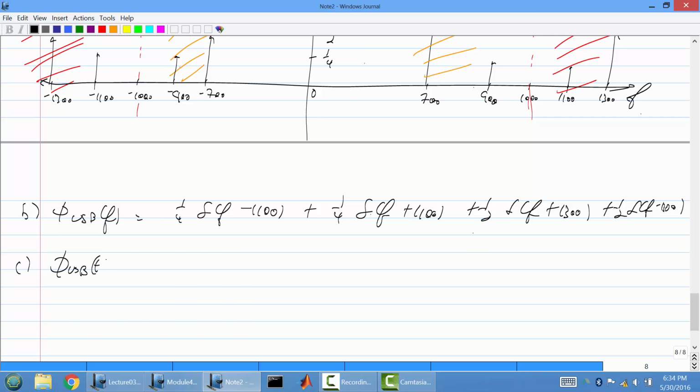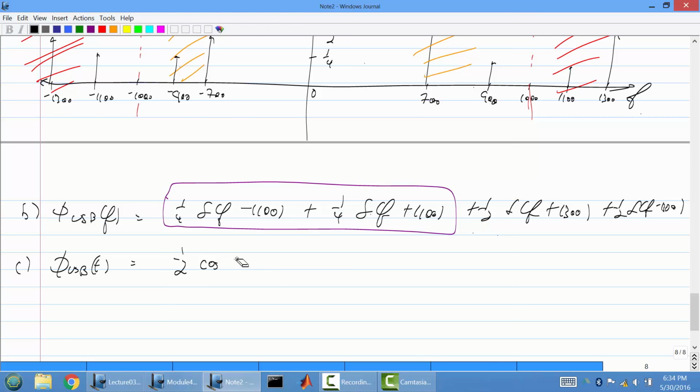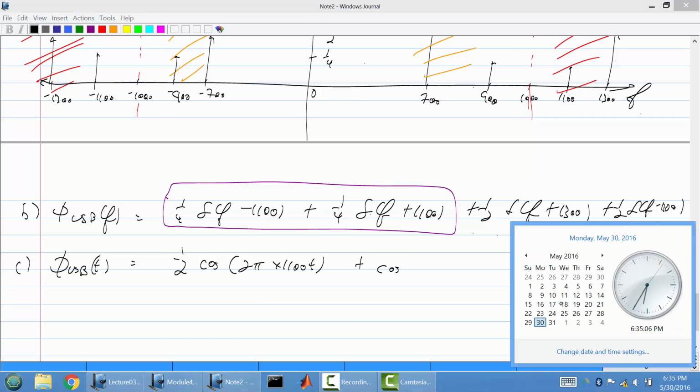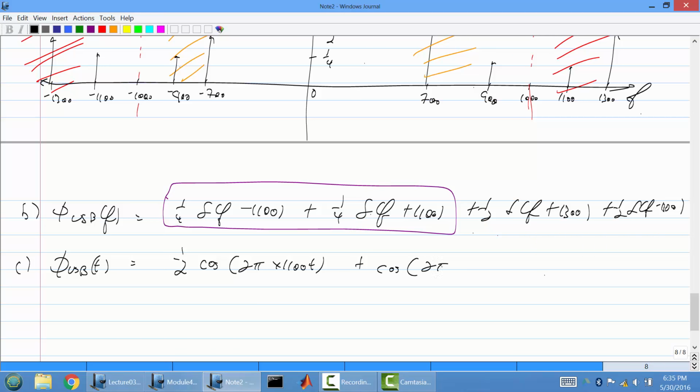If you recall, this collection of two impulses would give you a cosine. So this becomes half cosine 2 pi 1100t, and then plus cosine 2 pi times 1,300t. So this would just be these two guys over here, and then this would be this guy over here. So you want to figure out what the equivalent time domain is.